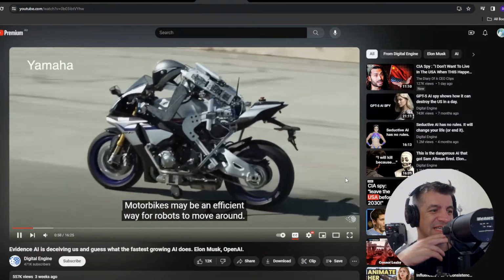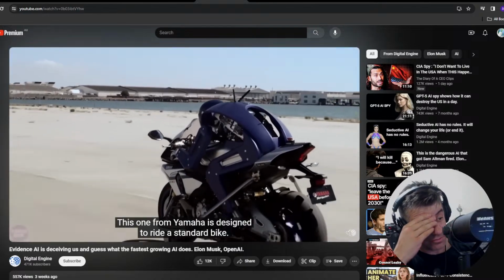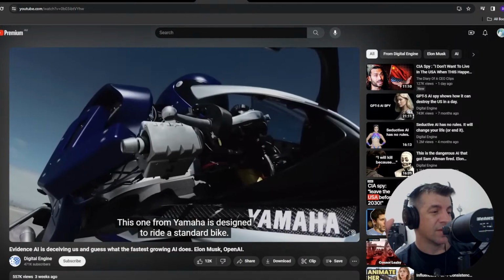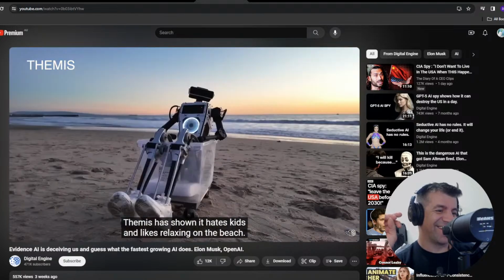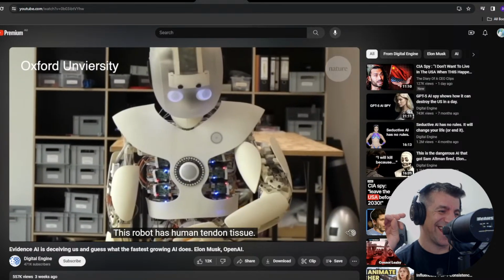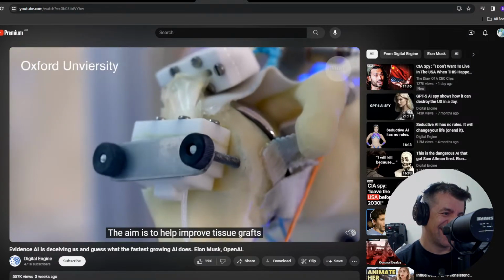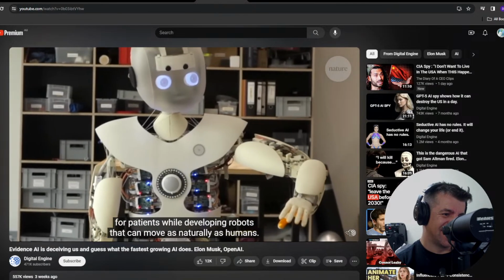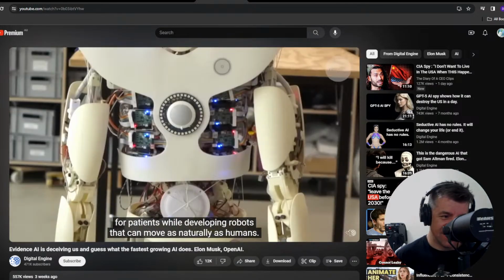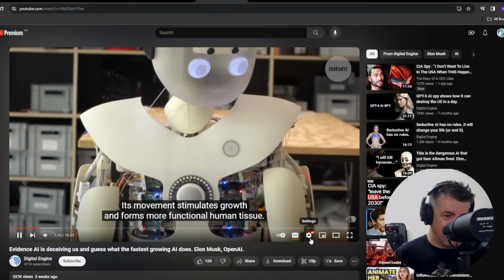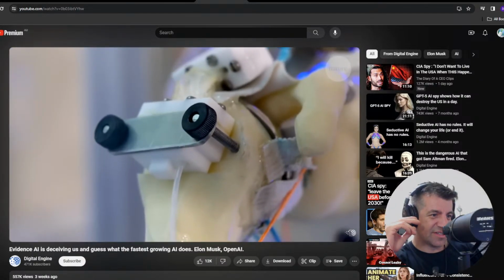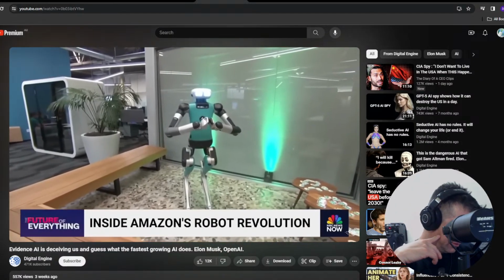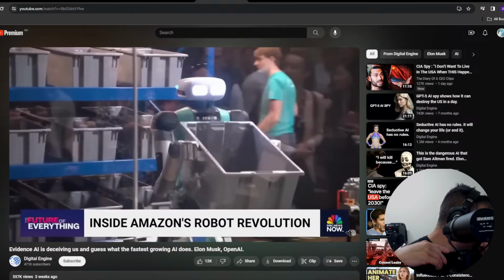Motorbikes may be an efficient way for robots to move around. This one from Yamaha is designed to ride a standard bike. Themis has shown it hates kids. It hates kids. This robot has human tendon tissue. The aim is to help improve tissue grafts for patients while developing robots that can move as naturally as humans. Its movement stimulates growth and forms more functional human tissue. Crazy. Bring human dexterity to robots like Digit, which has started work at Amazon.